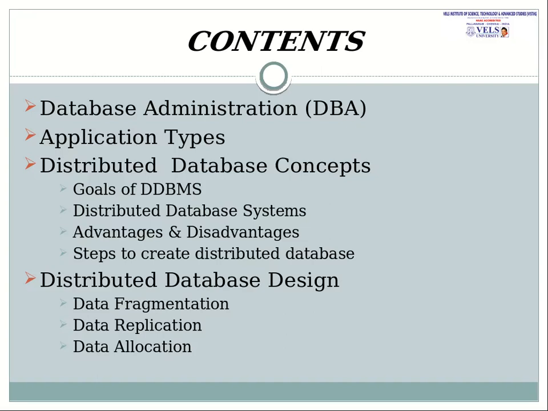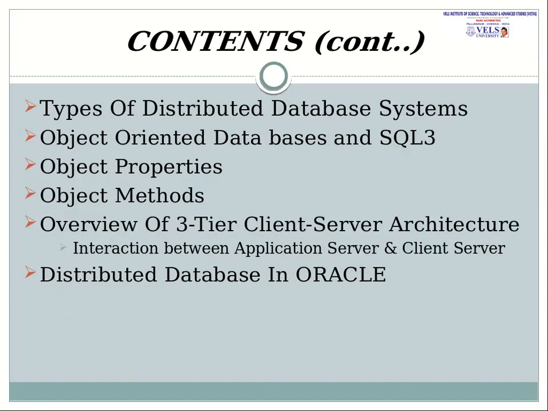And distributed database design. In that we will discuss fragmentation, replication and allocation. And what are the different types of distributed database systems, object oriented databases and SQL3, object properties, methods and client server distributed databases, that is client server architecture. In that we will discuss 3-tier client server architecture and interaction between the application server and client server, and distributed databases in Oracle. Let me see one by one.